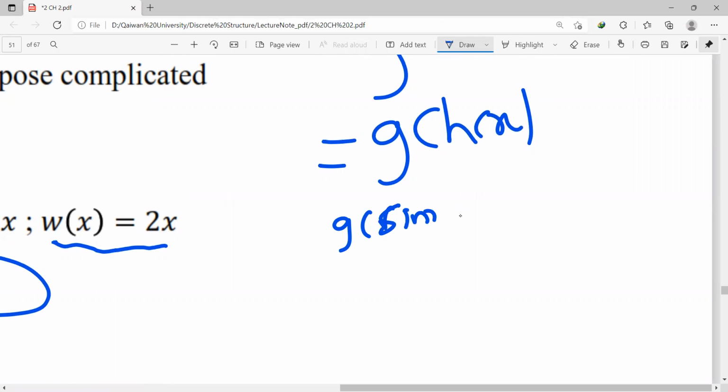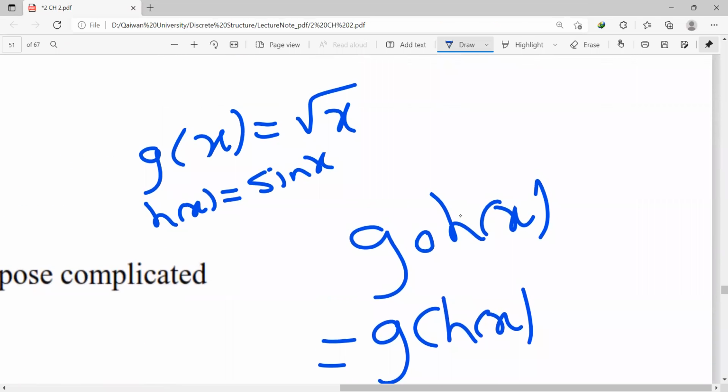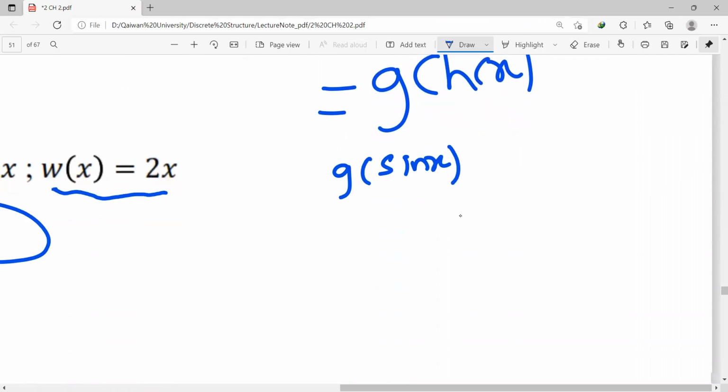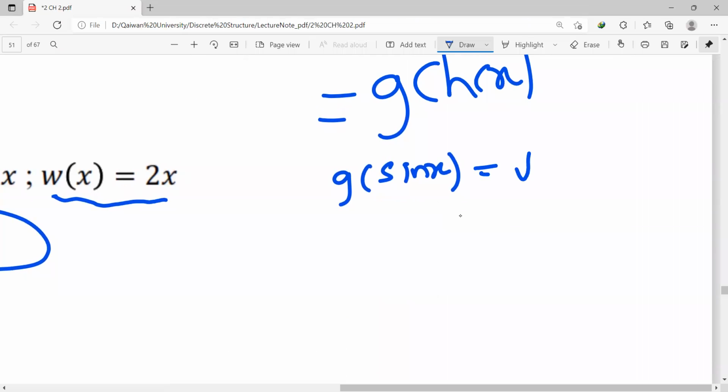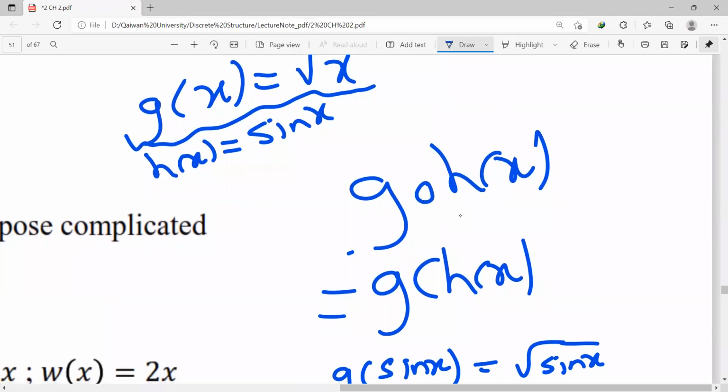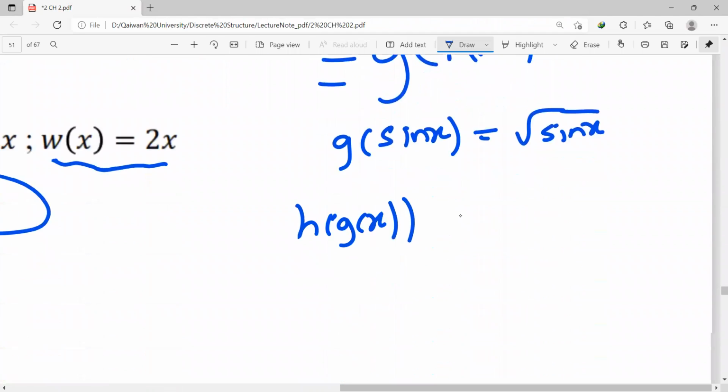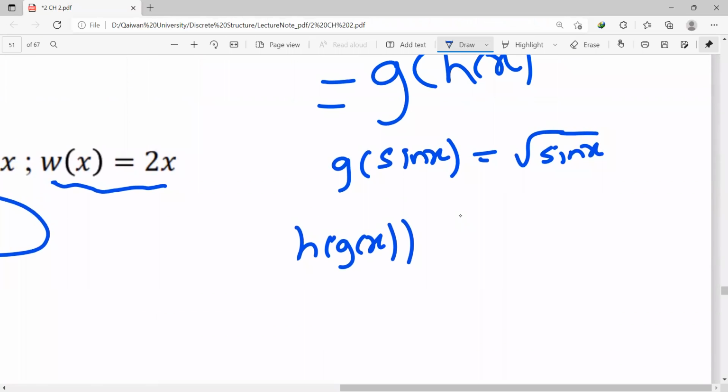g of sin x. How about this one? What's g of sin x here? We just replace x by sin x and you get square root of sin x. So how about h of g of x? How about this one? Here we found g circle h and here h circle g.